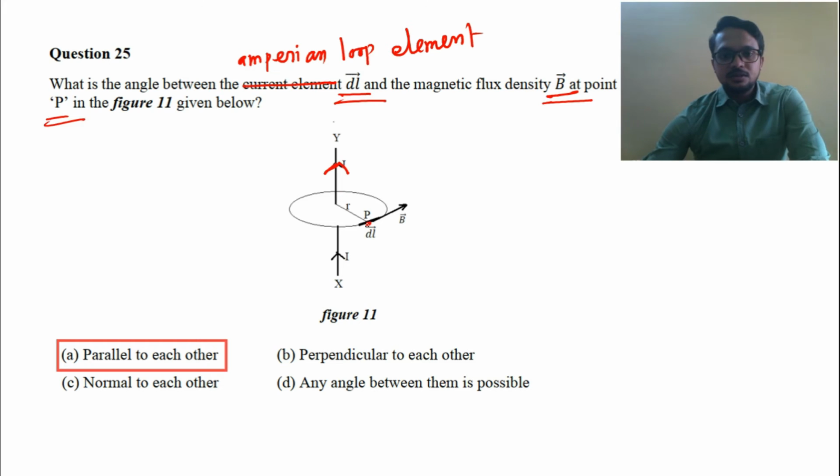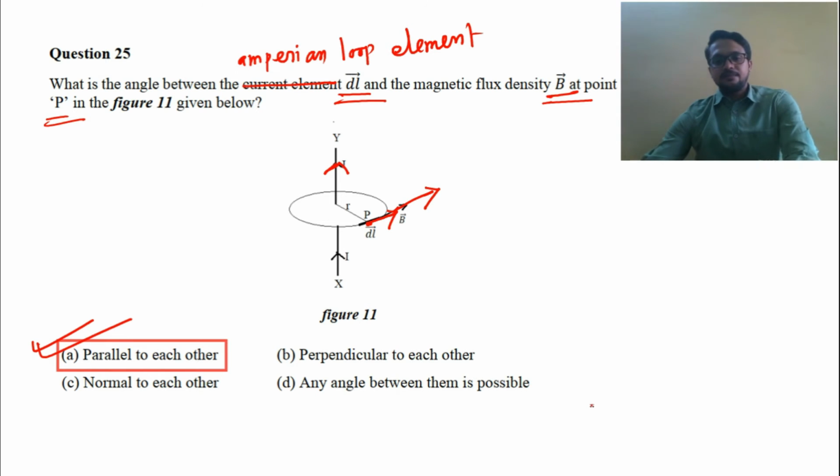So this is the Amperian loop. Here the Amperian loop direction is this, and the B direction is also along the Amperian loop. So it will be parallel here. Fine, going to the next question.